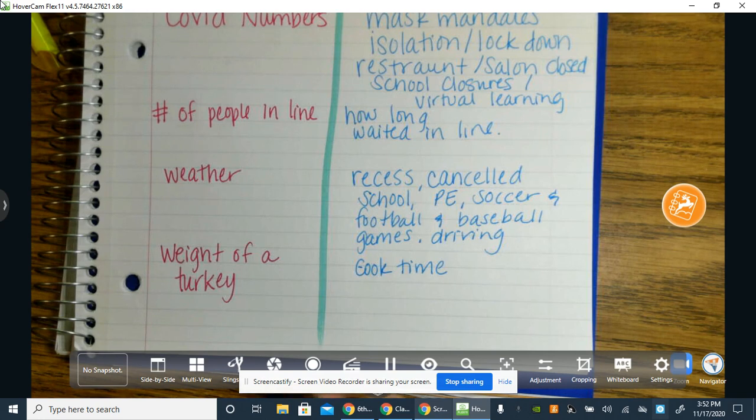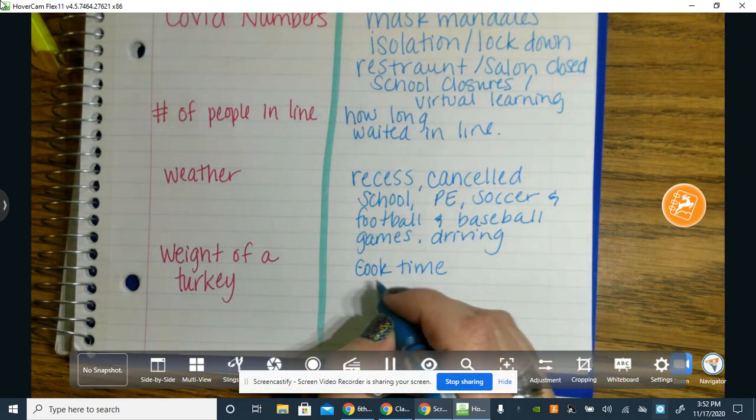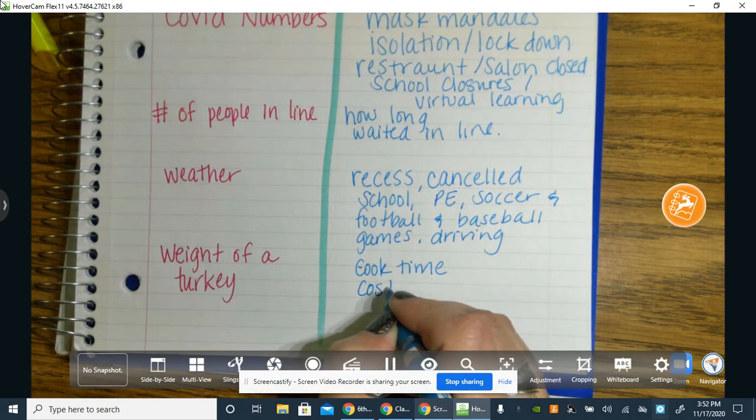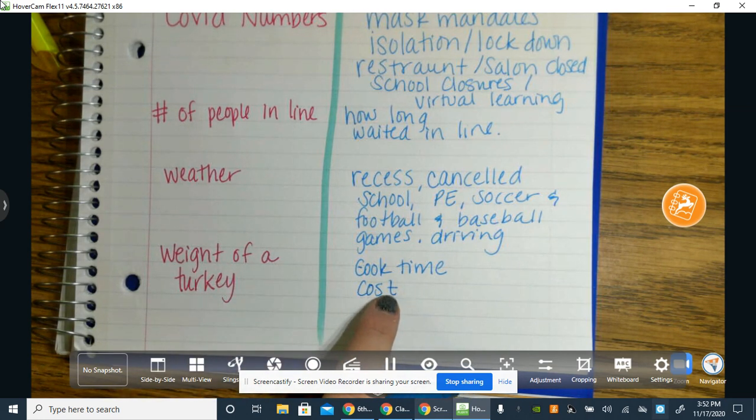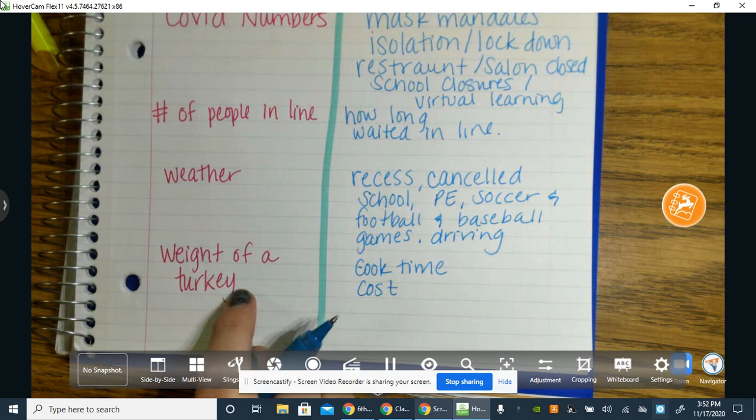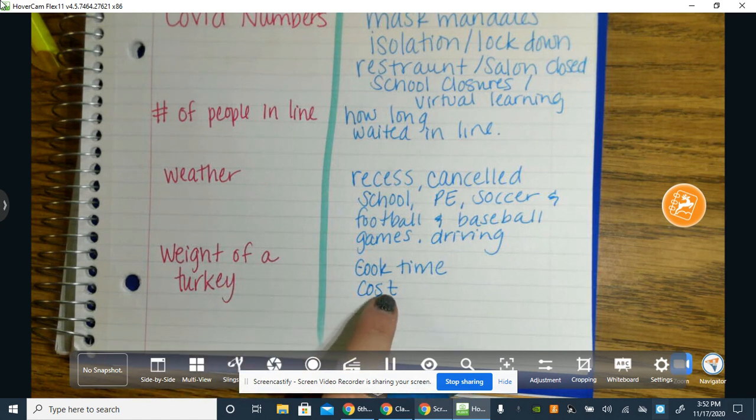All right. Another one is the cost of the turkey. So normally the larger the turkey you have, the more it's going to cost. The smaller the turkey you have, the least amount it's going to cost. And finally, another thing, again, with the weight of the turkey and how big you have it, is the amount of people you can feed.